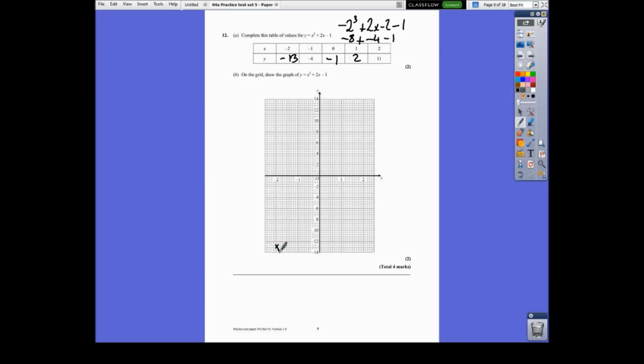Minus 1 minus 4 would be there. 0, minus 1. 1, 2, and 2, 11. And again, because this is a curved graph, we need to join it up with a nice smooth curve through all of those points, and we get the characteristic x cubed graph like an S shape.